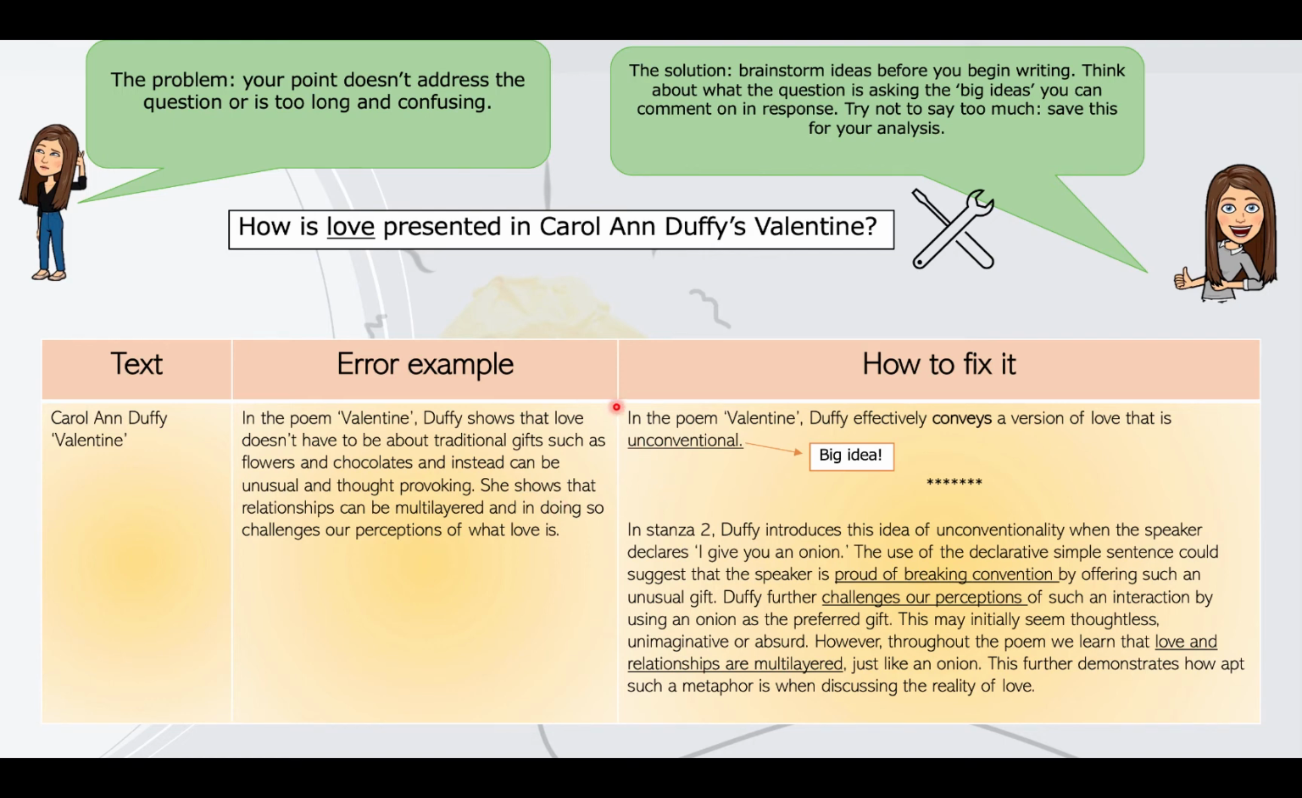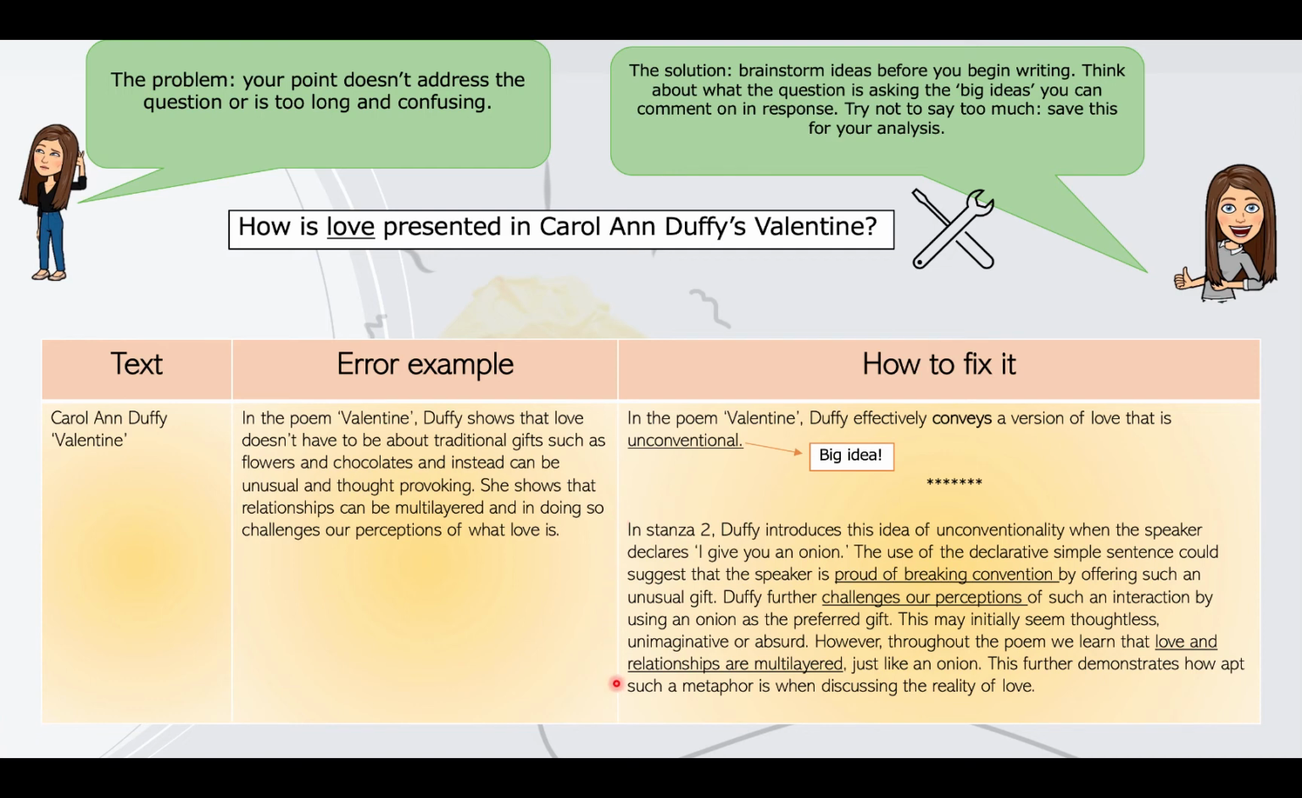So look how this is much more focused, much shorter, really gets to the point, and it's clear what our big idea is. In the poem Valentine, Duffy effectively conveys a version of love that is unconventional. So we've taken all of the different ideas that are being alluded to here, and we've summed it up in one word: unconventional. And again, this is our key word, which is why I've highlighted it or underlined it here, and this is what you'll come back to.